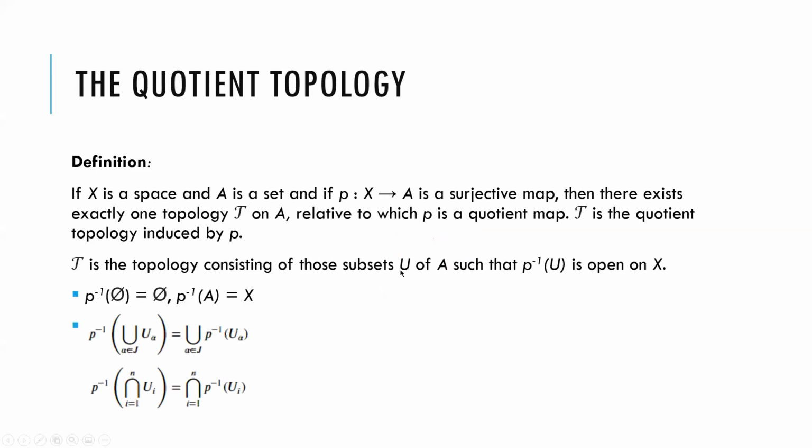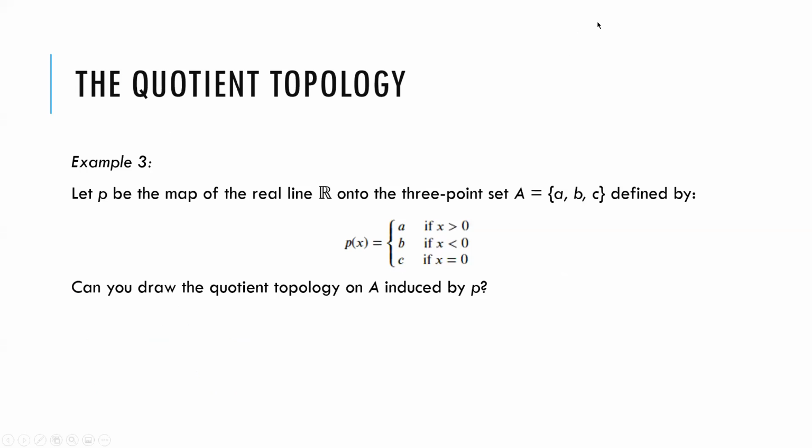So we need to have subsets U of A such that the inverse image of U would be open on X, and basically we would have open sets in T when their inverse image is open on X. So if we have the points A and B and C, the inverse image of A is an open set. The inverse image of B is an open set too. And then their union will also be an open set, and then the entire set will be an open set. And that's how we get our quotient topology for the set A defined by p of x.